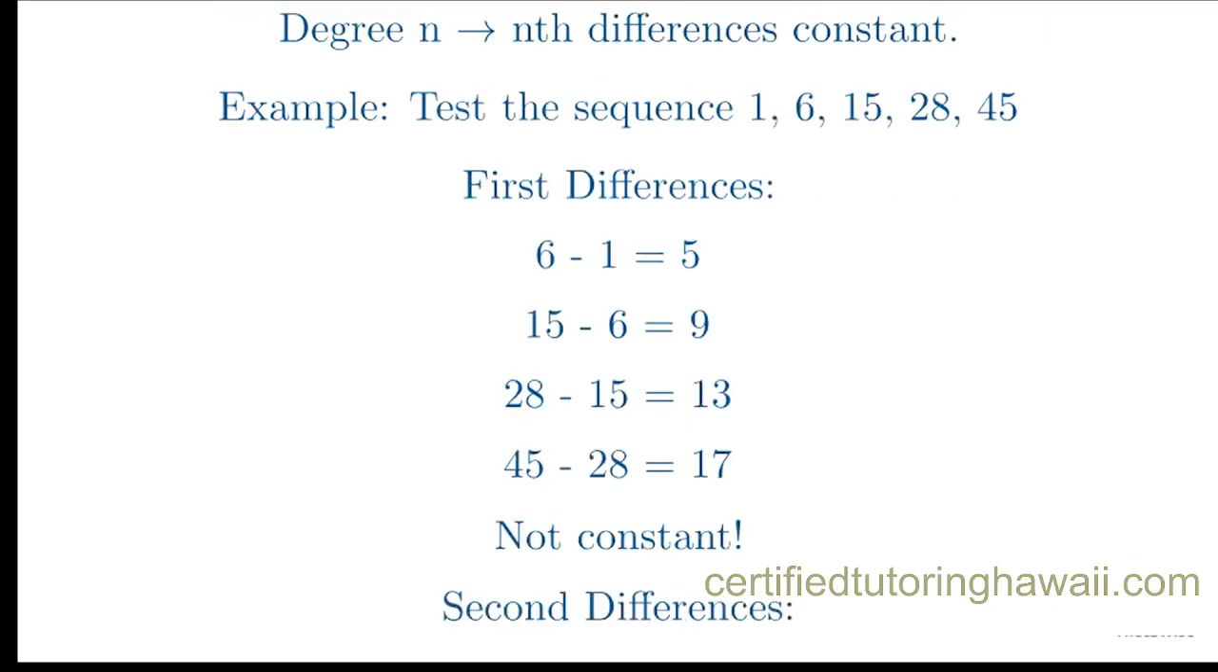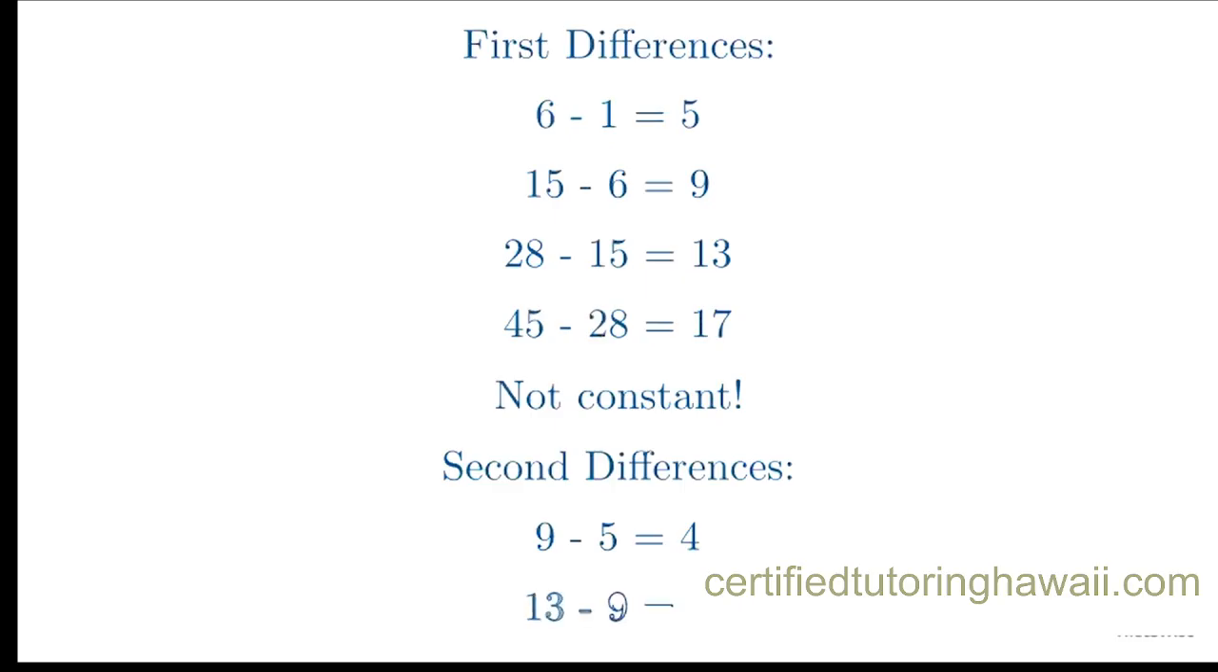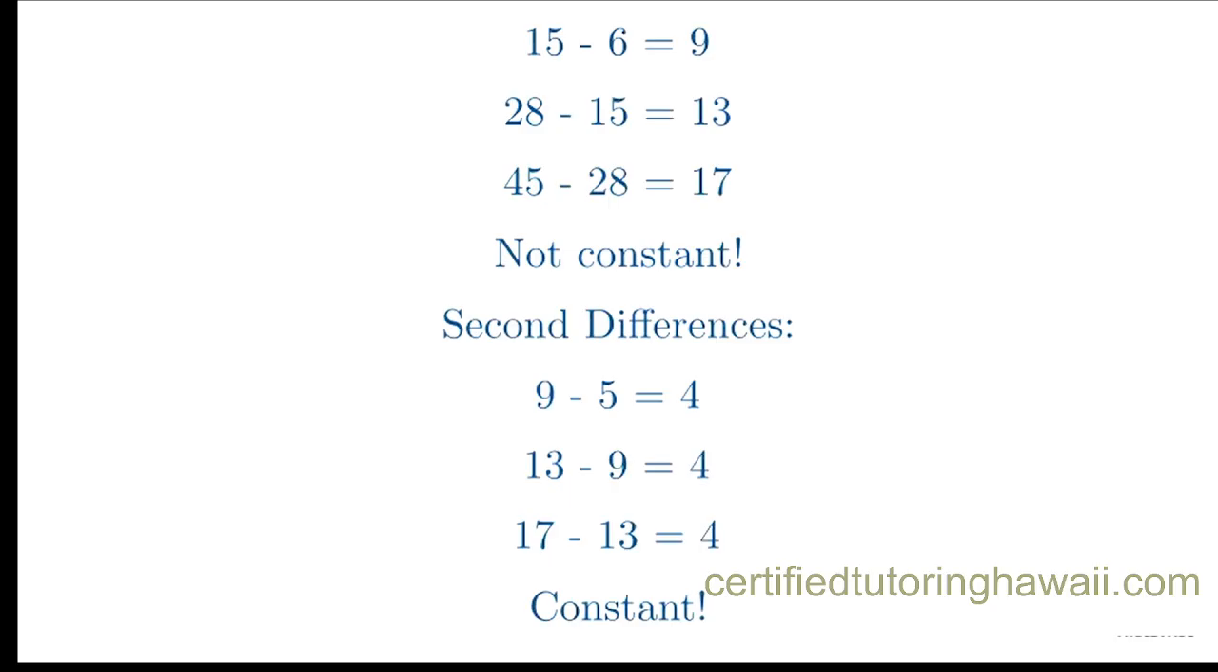Since the first differences weren't constant, let's find the second differences. We do the same process with our new sequence. 9 minus 5 is 4. 13 minus 9 is 4, and 17 minus 13 is 4. The second differences are constant. This tells us that the original sequence can be modeled by a quadratic polynomial, which has a degree of 2. So just by doing some simple subtraction, we can identify the type of polynomial involved. This is a very elegant way to connect the arithmetic of a sequence to the algebra of its generating function.